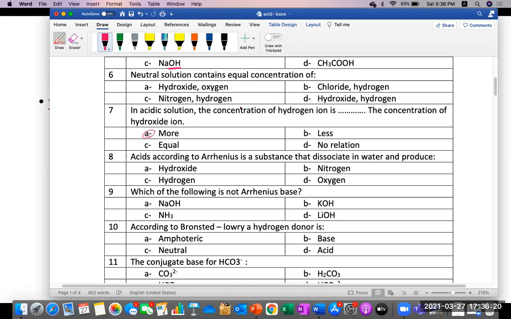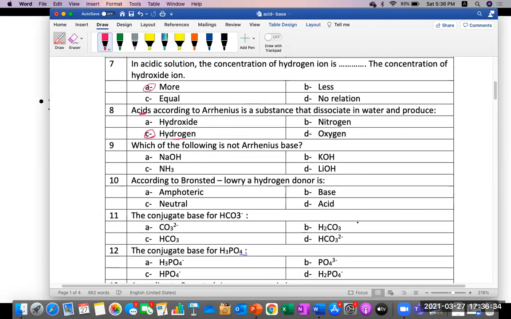Because it is acidic, the hydrogen will be more. According to Arrhenius, an acid is a substance that dissociates in water to produce hydrogen ions, so it will dissociate in water to produce a hydrogen ion. Which of the following is not an Arrhenius base? We said this point, and this one is very important. NH3 is a base, but it's not an Arrhenius base because he didn't prove it.